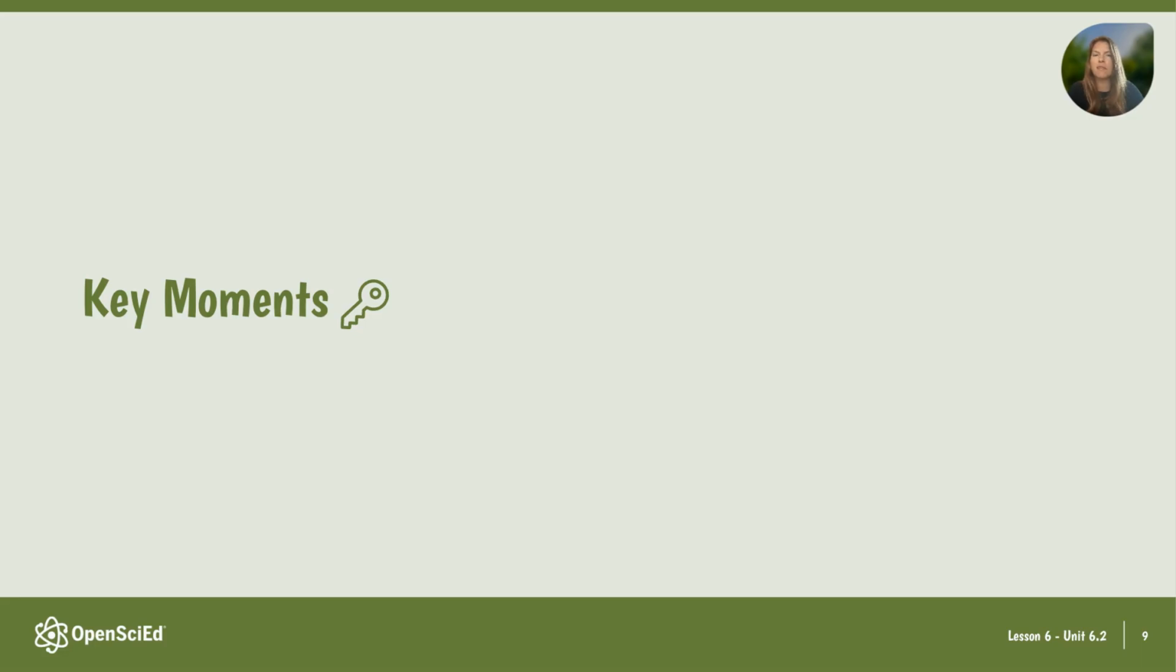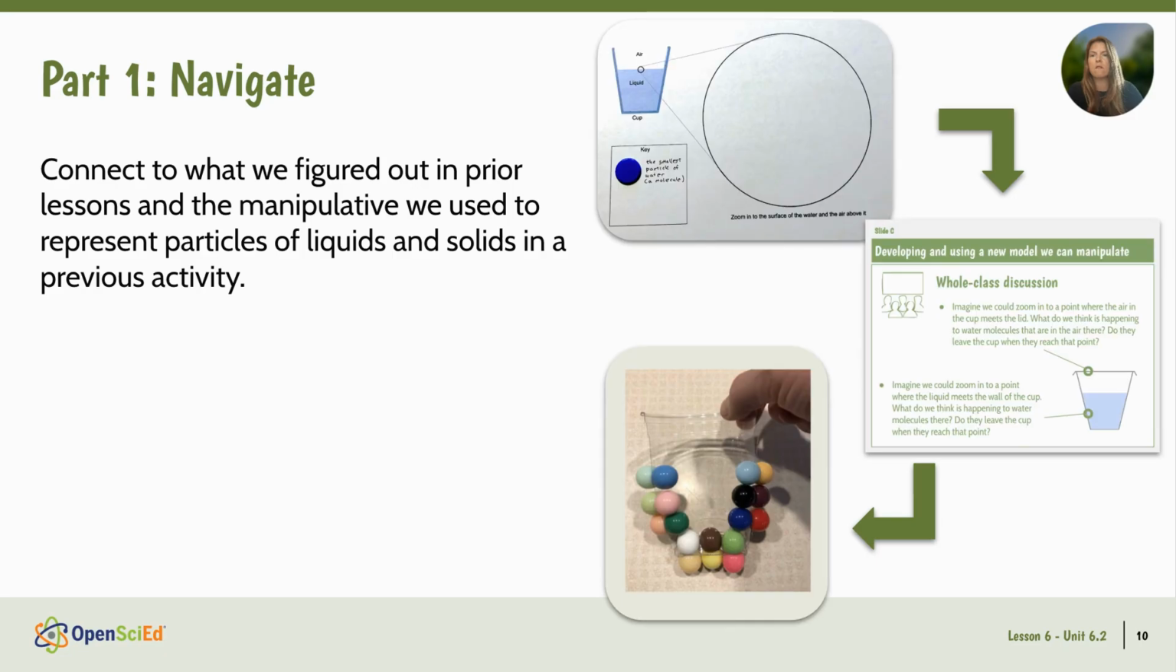I'm going to show you some key moments of this lesson. First, the navigation part of this lesson is really important. We start by asking students to recall the chip activity from lesson 4 in the picture at the top. This is where we modeled water particles evaporating. Then we ask students what they think would be happening at other parts of the cup system, parts that include the solid cup walls or lid.